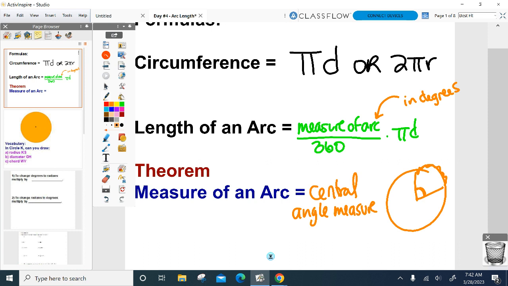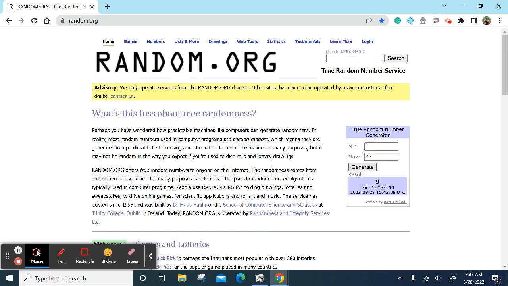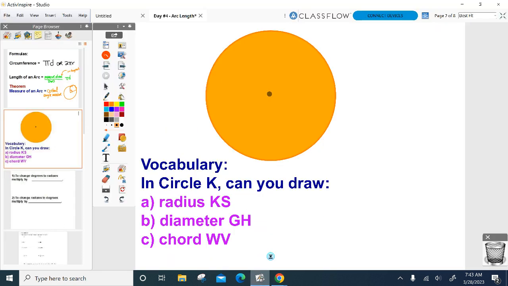Before I go, it looks like I'm going to vocabulary next. All right, let's go vocab. Circle K, let's stop right there. What do you already know about my circle? Forget about the vocab. What do I know? What point? Thank you. Center is K.